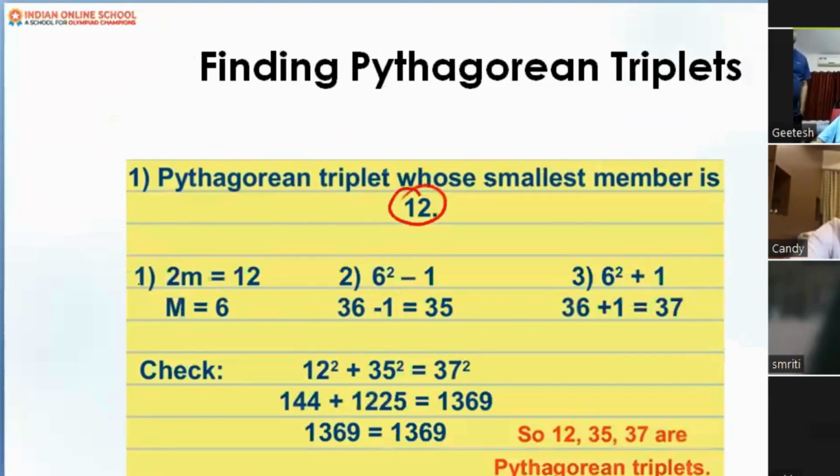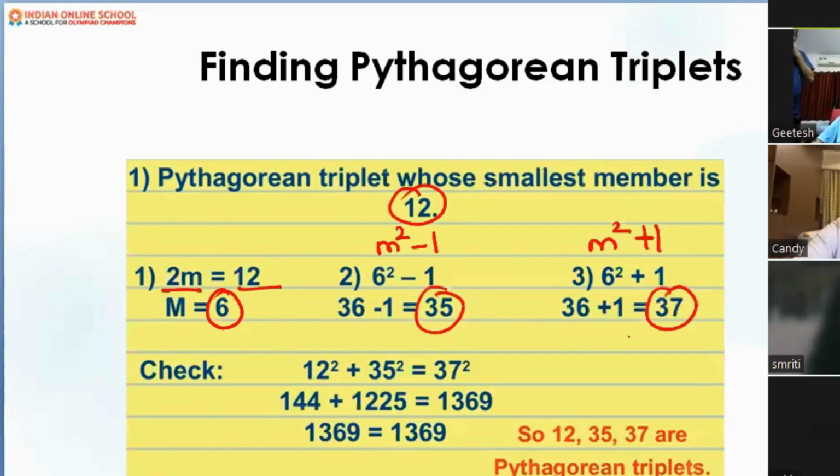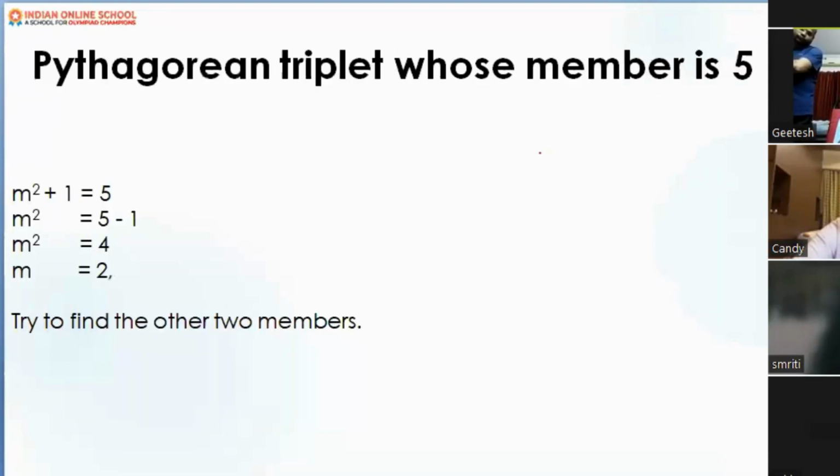So what we can do is put 12 equals 2m. From here, we can find the value of m, which is 6. Now we can put the value of 6 in m square minus 1 and m square plus 1. Then we can find the value of the rest of the two members of this Pythagorean triplet. Correct? Similarly, we have another example over here.